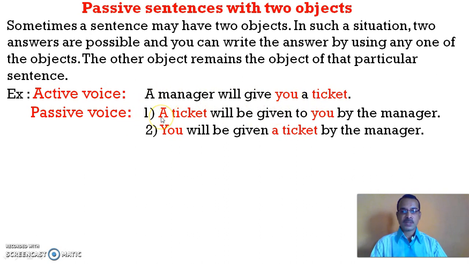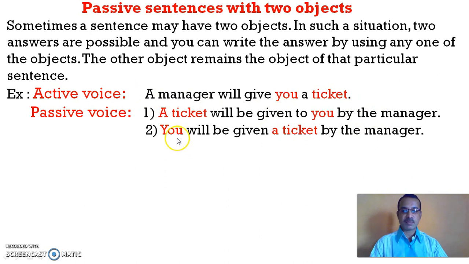In the first method of solving, we can take this object, a ticket. Here we have taken will, so: a ticket will be. After that, the past participle of this verb: a ticket will be given. After that, we should take the object of this sentence: a ticket will be given to you by the manager. Actually, here I have written 'the' by mistake, but it should be 'by a manager'. Here we cannot change a to the.